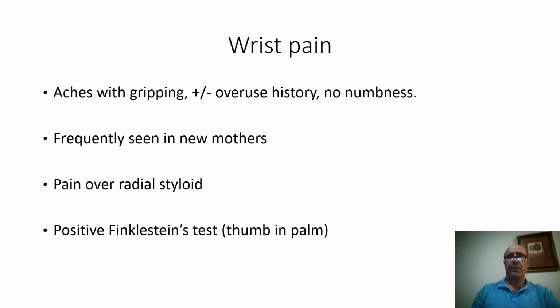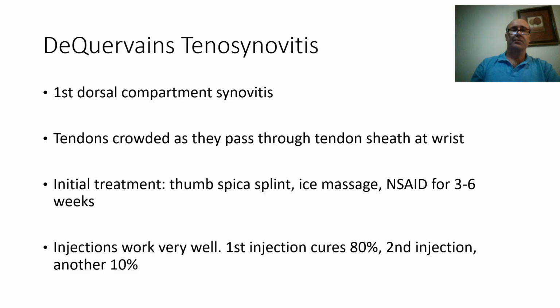Patients complaining of pain in the wrist with aching during gripping. They may have a history of overuse. There's no numbness or paresthesia in the fingers. Often seen in young mothers. Pain is commonly over the radial styloid. And you always want to do a Finkelstein's test in these patients. So this is a diagnosis for DeQuervain's tenosynovitis, which is the first dorsal compartment synovitis.